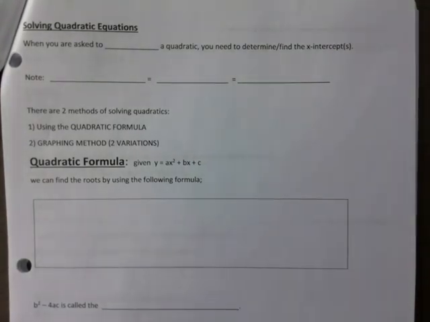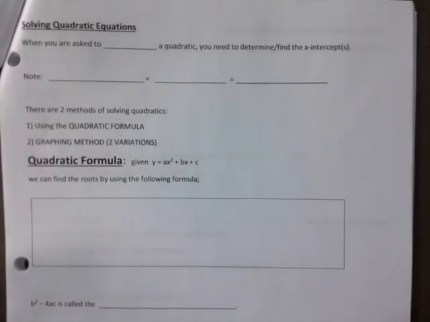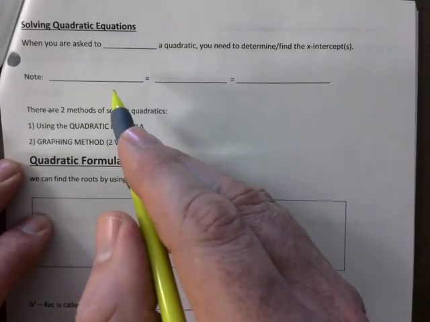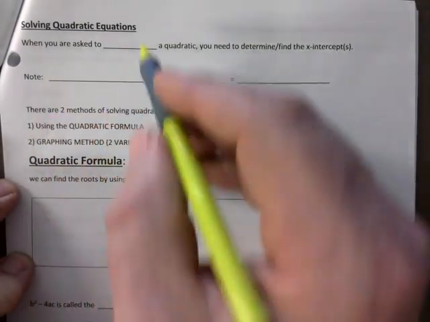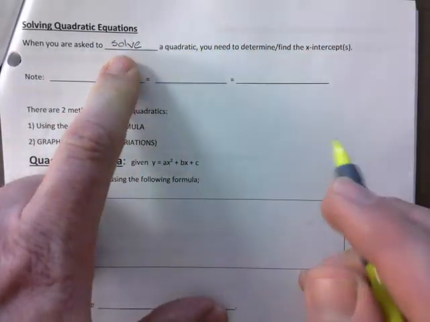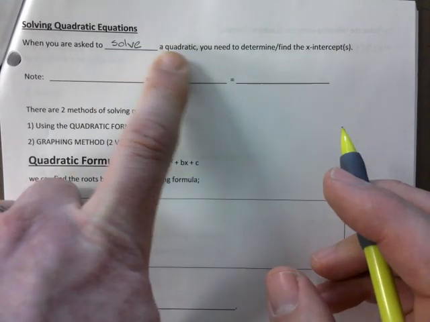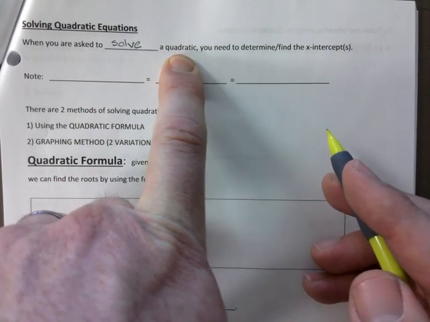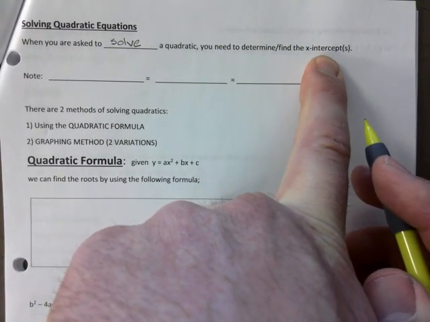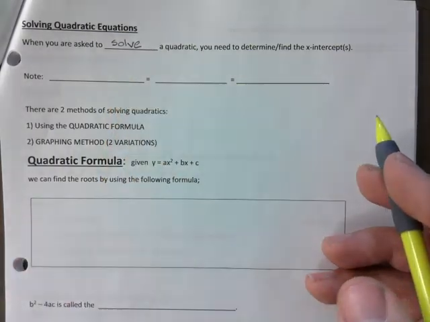Okay, so make sure you have your calculators ready because you're going to have to solve. When you're asked to solve, so there's that key word, right? If the question asks you to solve a quadratic, what it's essentially asking is you need to determine or find the x-intercepts. Okay, that's what it's asking you to do.